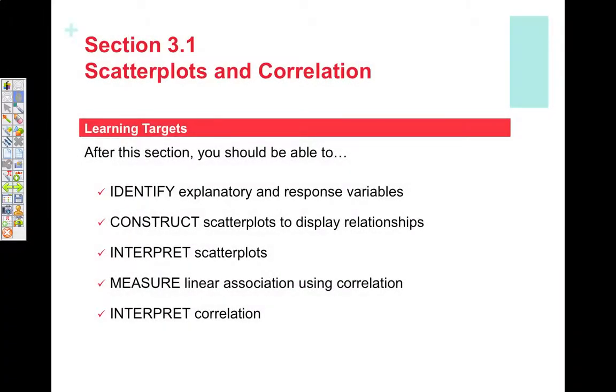Welcome, ladies and gentlemen. Today we start into what we call Chapter 3 and describing relationships between data. So in this section we've got some things to talk about, identifying what we call explanatory and response variables. In statistics we have different names. We don't use independent and dependent variables. We use these two names. We're going to construct scatterplots. We're going to interpret scatterplots, and then later on in the next couple videos, we're going to measure the linear association using something called correlation and interpret that correlation.